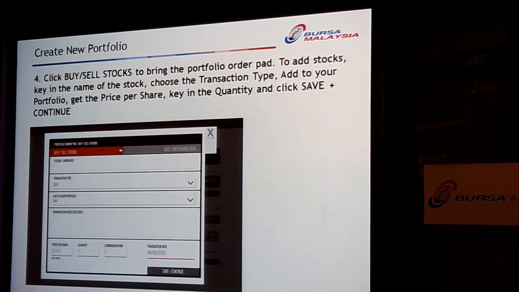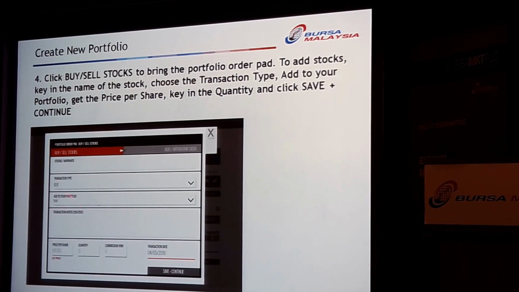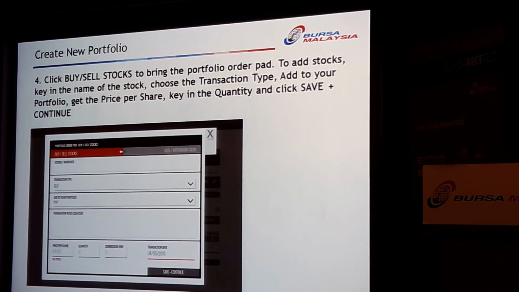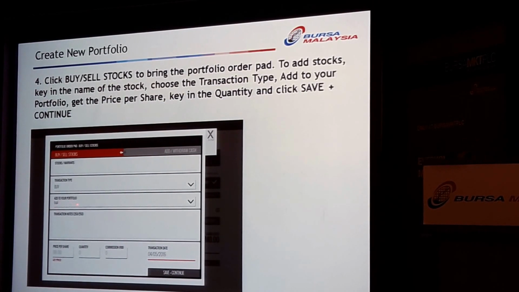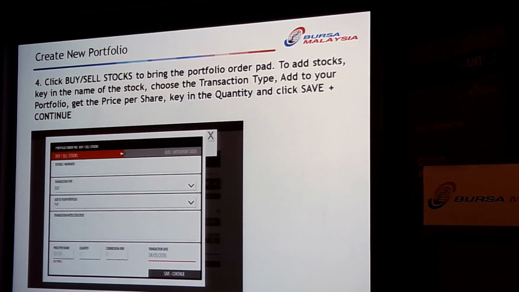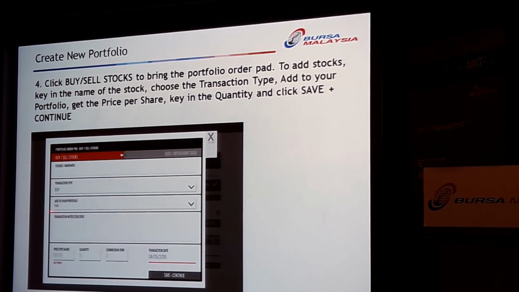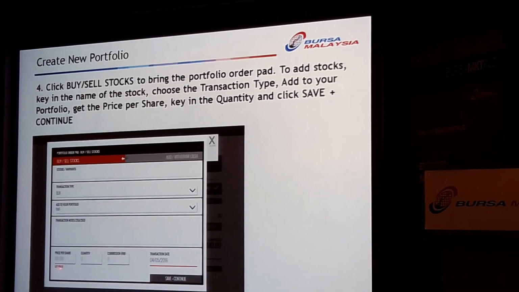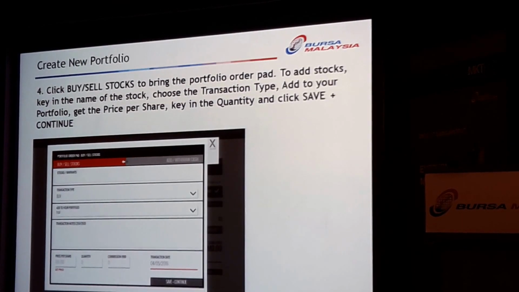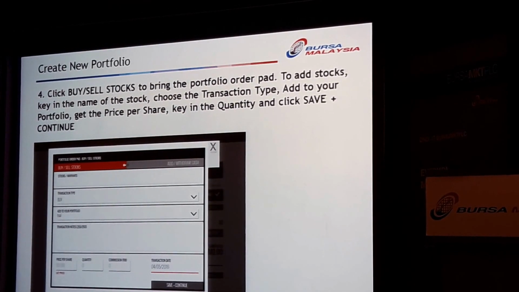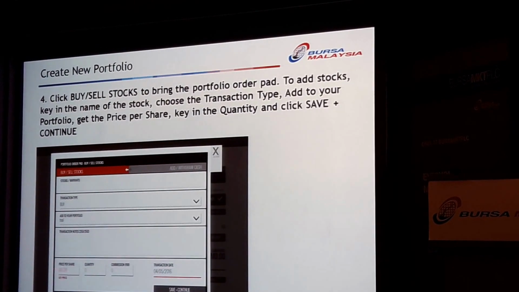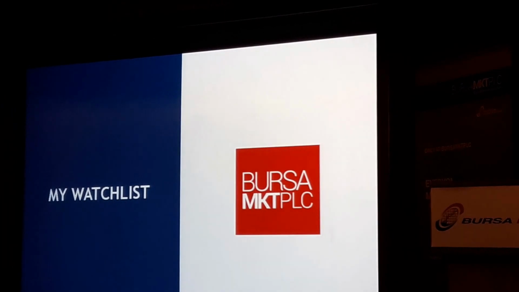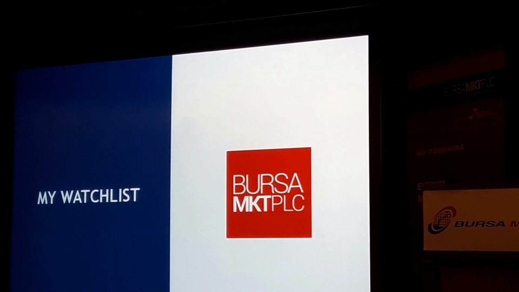And then choose which portfolio you want to put it in, because you can create a few portfolios. Let's say you want to buy a stock for your assignment portfolio, so you assign it to your assignment portfolio, and then you press get price, and it will give you the current price for that day. Then the quantity, how much you are buying, and then just save and continue. That is how you use the portfolio. It's just a basic one.